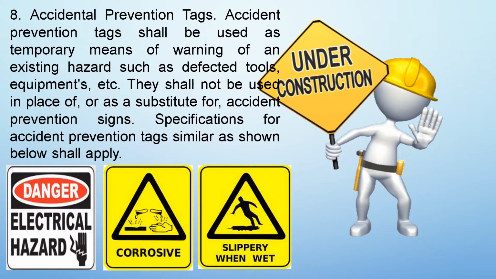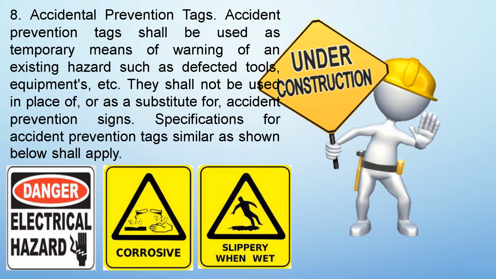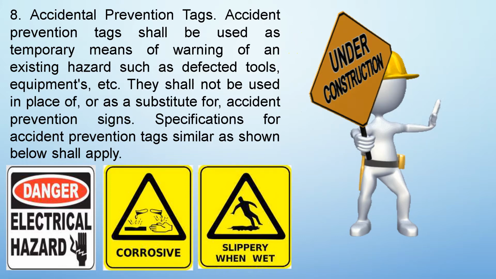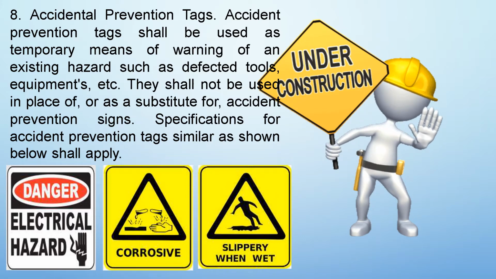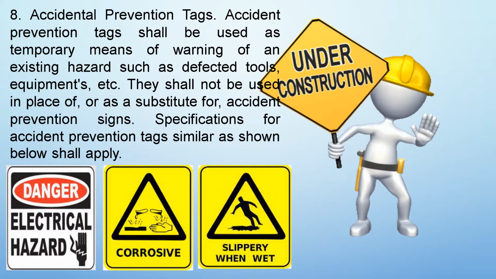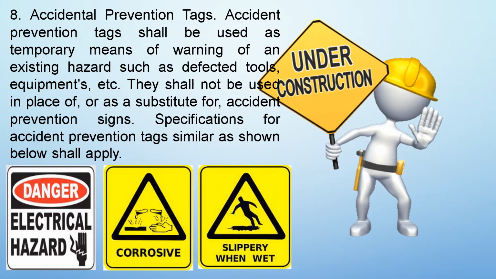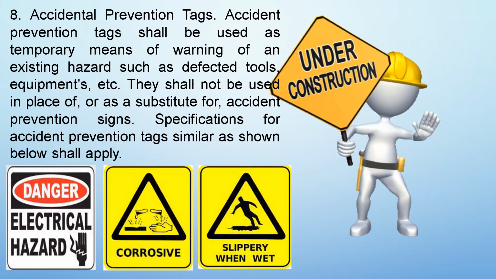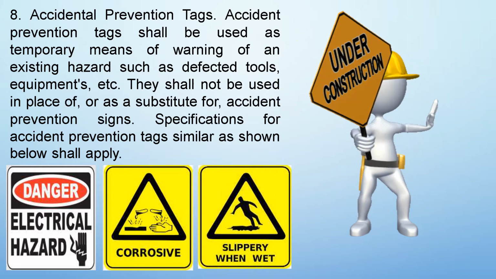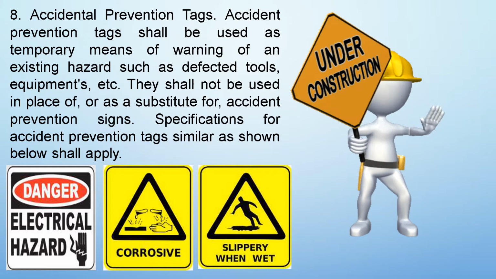Number 8. Accident prevention tags. Accident prevention tag shall be used as temporary means of warning of an existing hazard, such as defective tools, equipment, and etc. They shall not be used in place of or as a substitute for accident prevention sign. Specification for accident prevention tag similar to that shown below shall apply. Okay, as you can see in the pictures below, that is the example of accident prevention tags. So you should be aware of that.